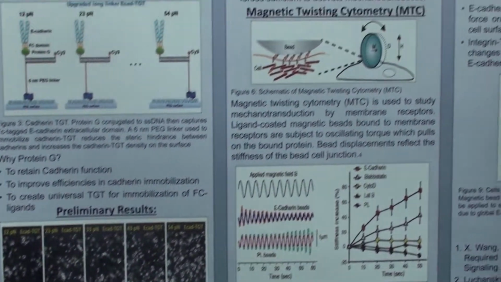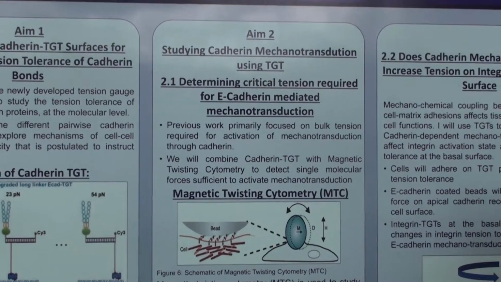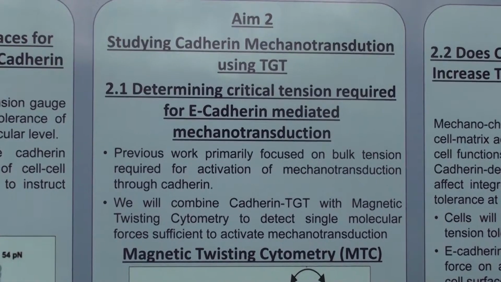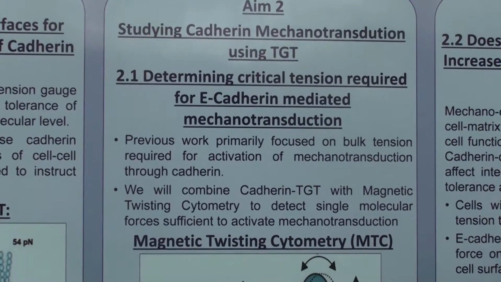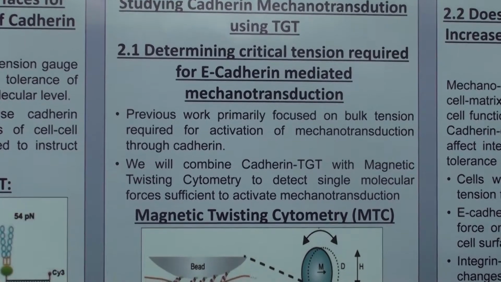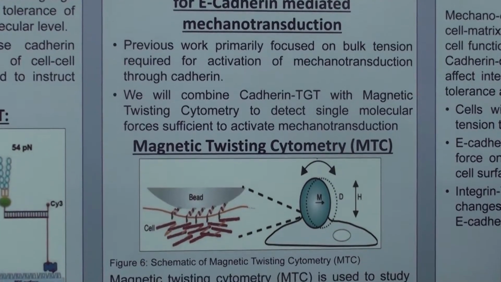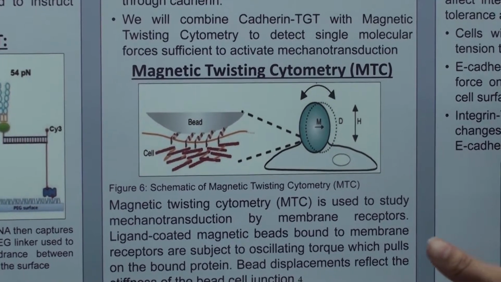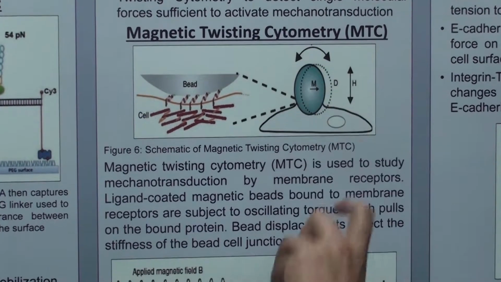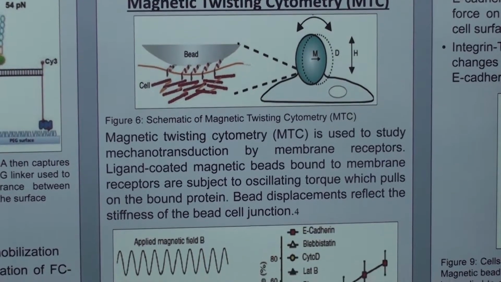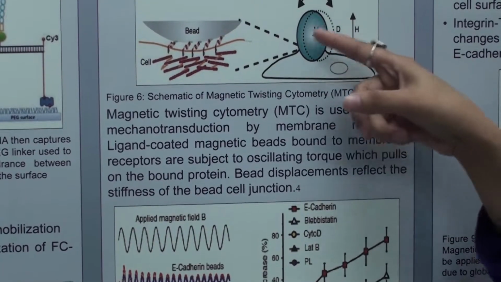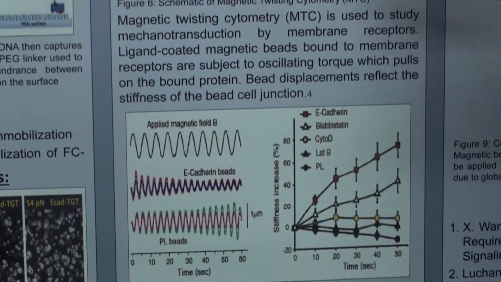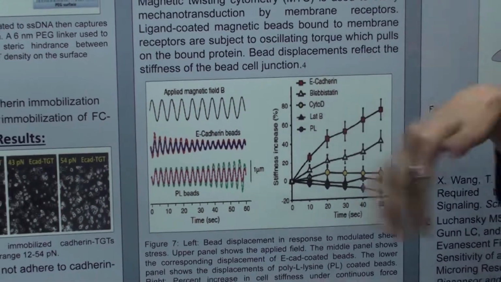My second aim is to determine the critical tension required for E-cadherin mediated mechanotransduction. For that we will be using magnetic twisting cytometry. In this experiment, we cover our cells with these magnetic beads that are basically coated with the ligand of our choice, and then we apply a torque on it, and if there is a stiffening response, that is the amplitude of the bead movement decreases, it is a readout for mechanotransduction, as it can be seen here. However, if there is no stiffening response, we see no mechanotransduction has happened.